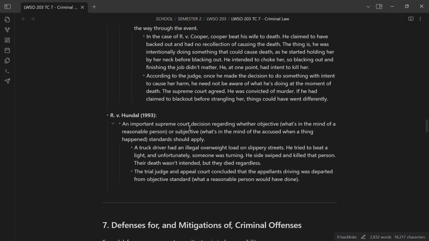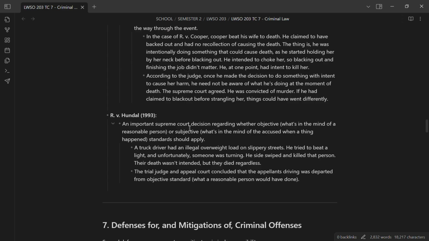R v. Hundal, that's another case. This is regarding an important Supreme Court decision regarding whether objective, so what's in the mind of the reasonable person, or subjective, what's in the mind of the accused when doing a thing, standards should apply case by case, right?